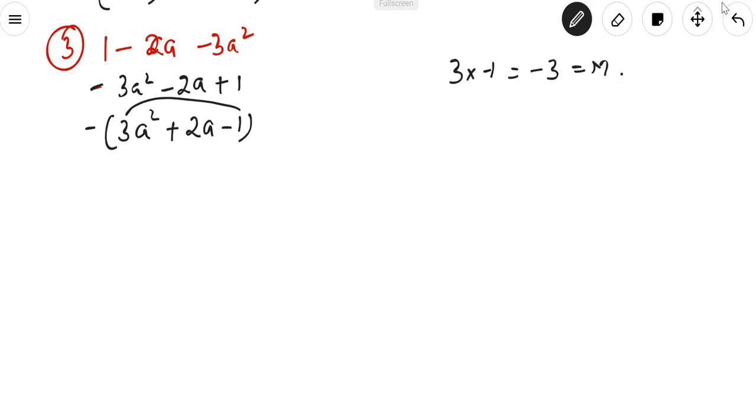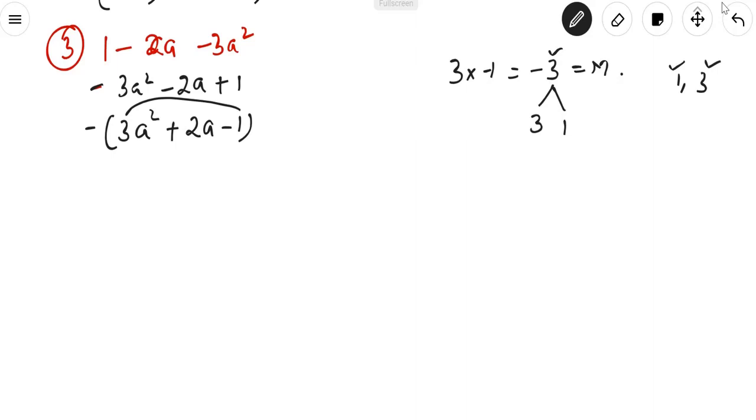So 3 is what? 3 is your prime number. As it is a prime number, it has only two factors, that is 1 and 3. That is, it is divisible by 1, or it is divisible by itself, that is 3. So what are the factors here? It is 3 into 1.